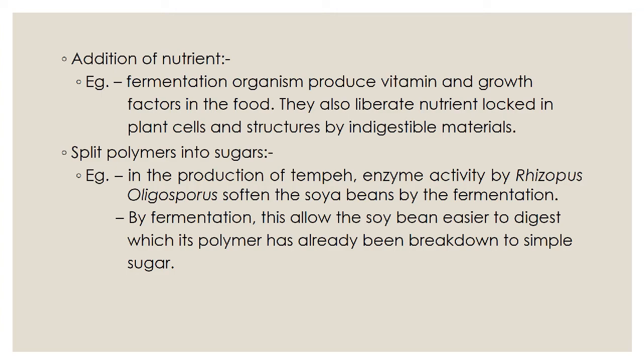Finally, fermentation splits polymers into sugar. For example, in the production of tempeh, enzyme activity by Rhizopus oligosporus softens the soybean during fermentation. By fermentation, this allows the soybean to be easier to digest, as its polymer has already been broken down into simple sugar.